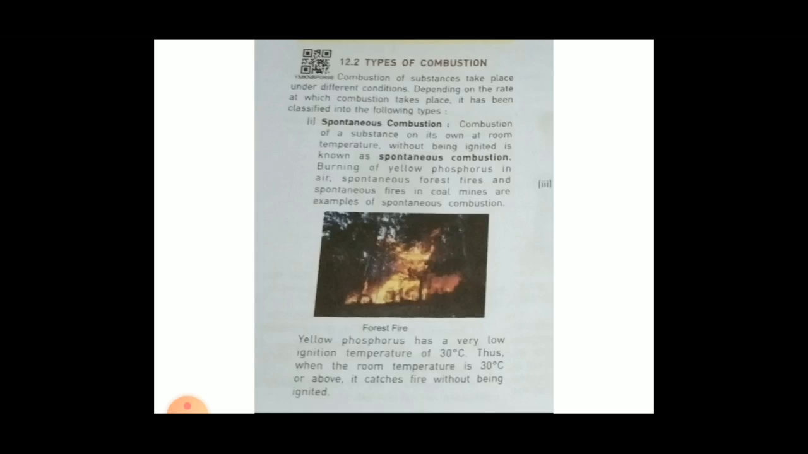Point first, spontaneous combustion. Combustion of a substance on its own at room temperature without being ignited is known as spontaneous combustion. Burning of yellow phosphorus is one example. Spontaneous forest fires and spontaneous fire in coal mines are examples of spontaneous combustion. Look at this picture. Forest fire. Forest fire is a spontaneous combustion.